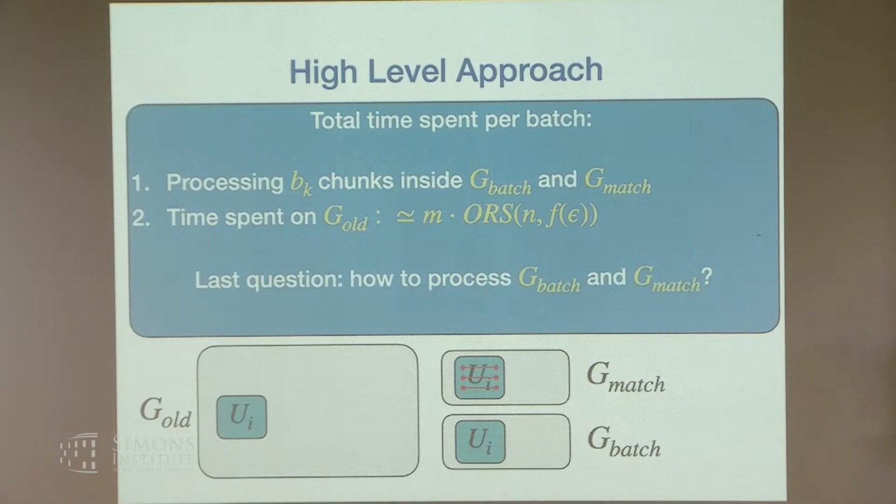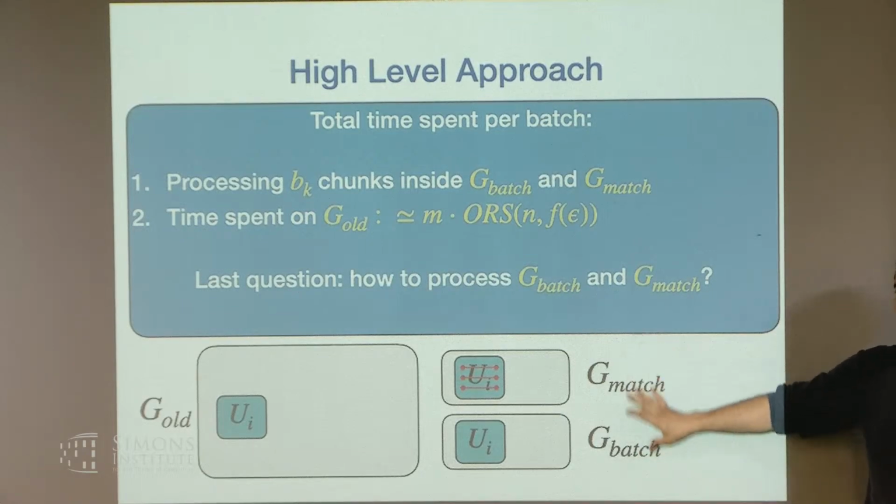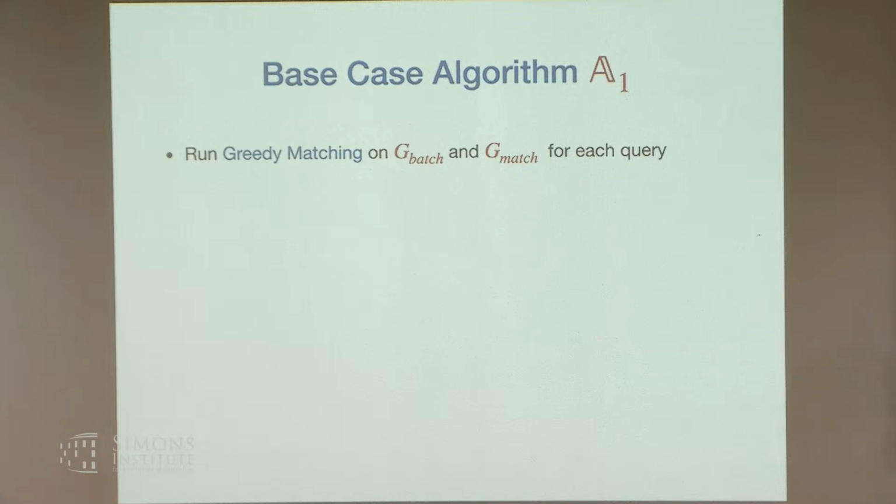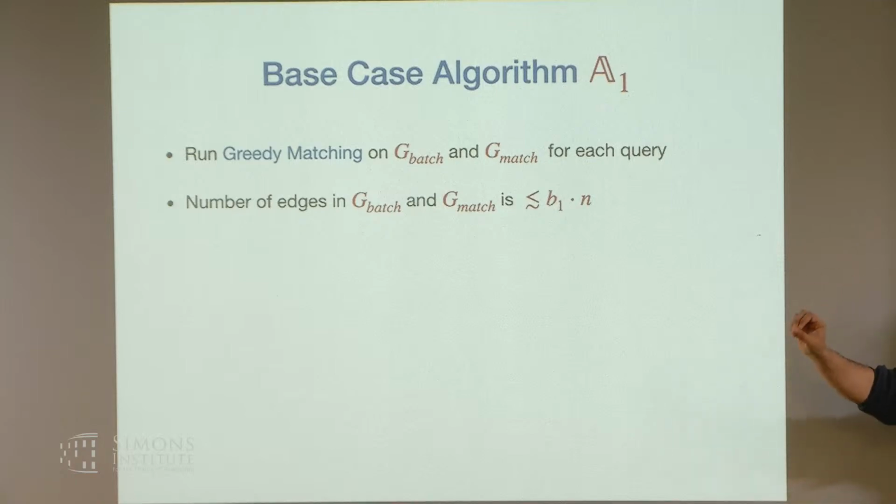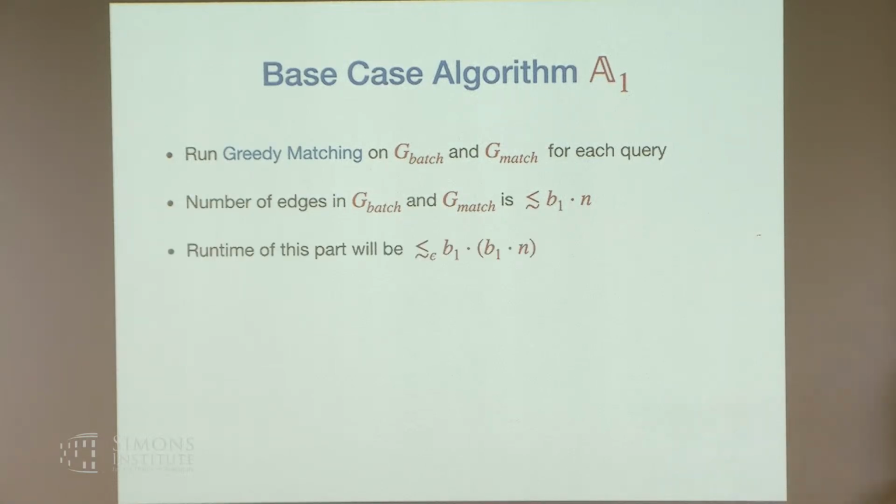The last thing I will tell you is how we spend time here. In the base case, you effectively don't do anything there. Whenever you have to find a matching there, you just run a greedy algorithm to find it. You do the most trivial thing, just greedily go and find a matching. You have these B batches. Each of them brings with it roughly n edges. So for instance, let's focus on G of batch. It has B times n edges. B times, you are running a greedy algorithm over that, so it takes roughly B squared times n.